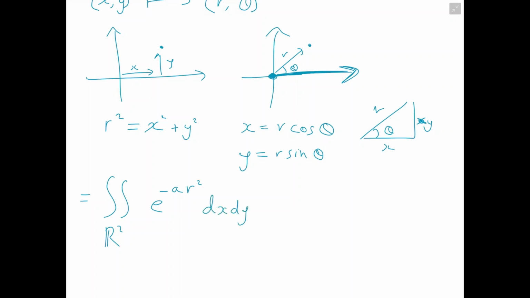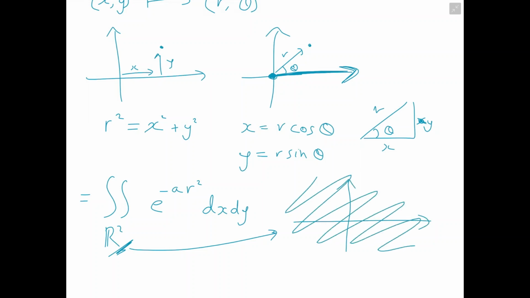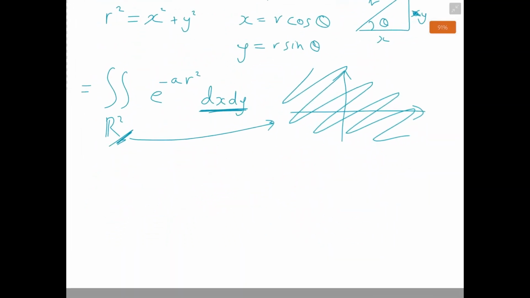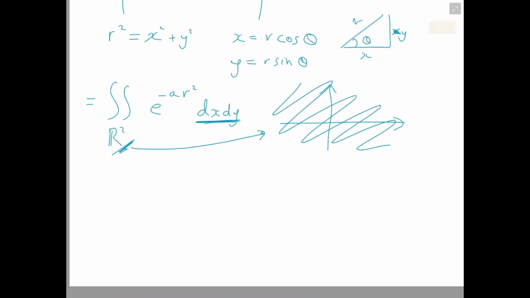So for now it's dx dy. The reason why we're still integrating over R2 is we haven't changed the area we're integrating over. So we're still integrating over the entire xy plane, but we're just looking at it through a different lens, which is the polar coordinate system. So now we need to change this dx dy from Cartesian to polar. The way we'd go about that is, well, there's two ways actually. One is the geometric way, and one is the way using the Jacobian.